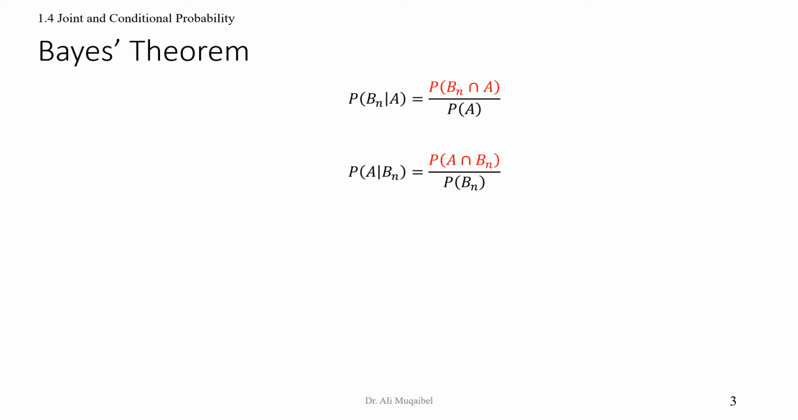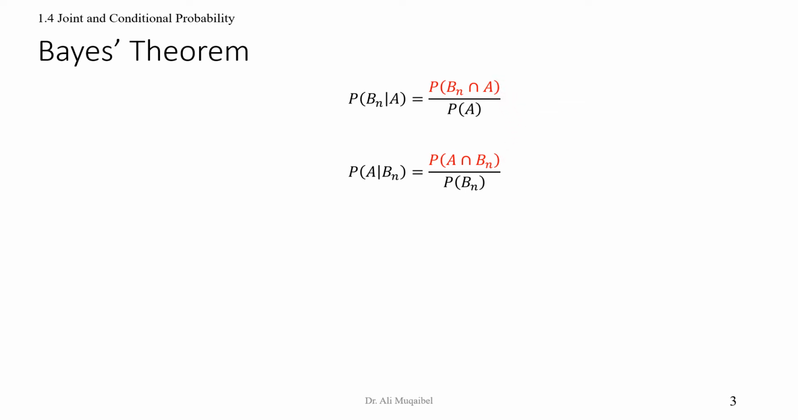For the Bayes theorem, what does it say? Remember that we can write the conditional probability of B given A as the intersection over the probability of the condition. We can also find the probability of A given B as the probability of the intersection over the probability of the condition. Note that between these two, the red expression here is common.